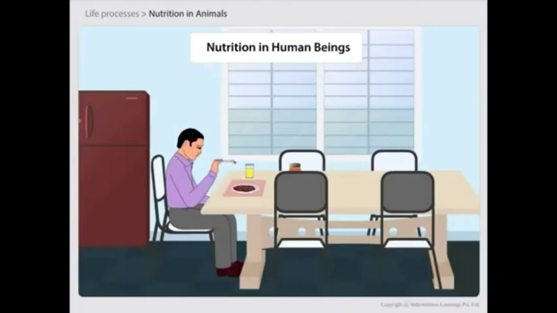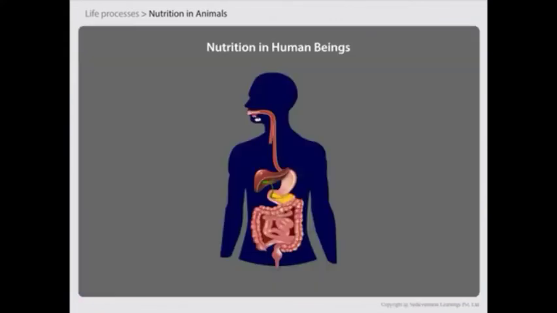Human beings are omnivorous. Why are we calling human beings omnivorous? Because they take both plant food and animal food. Okay. Nutrition in humans takes place through a special system called the digestive system.